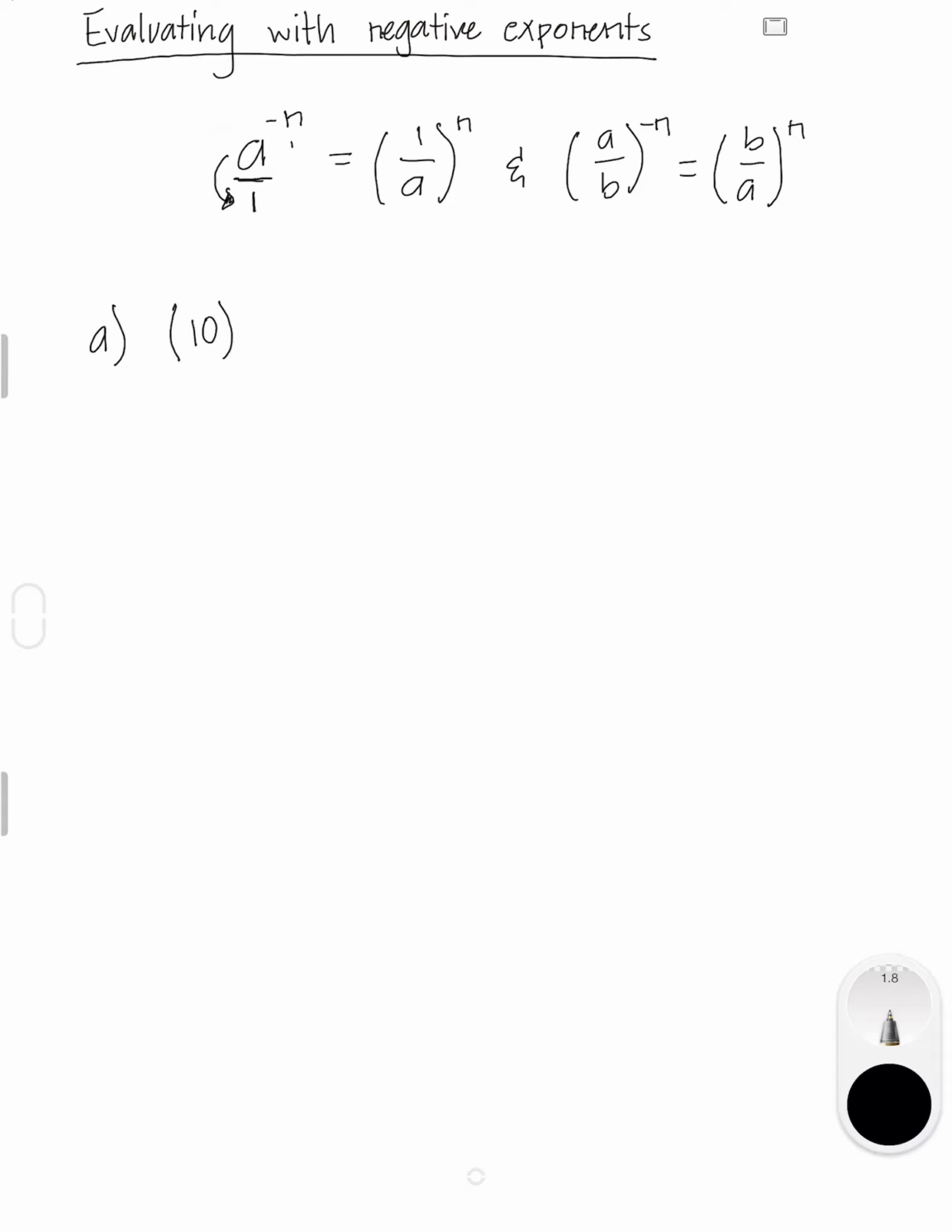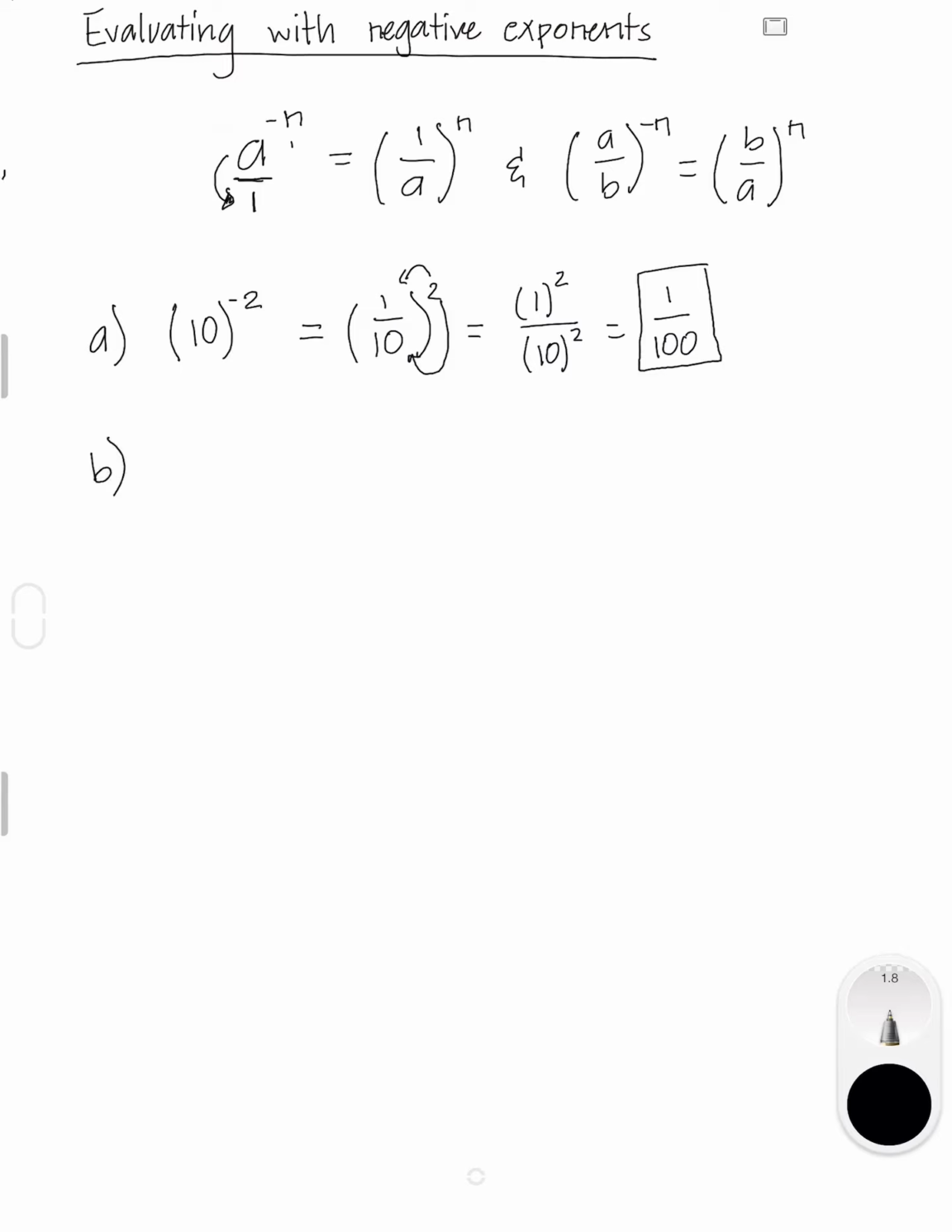10 to the negative 2. So we have a negative exponent. That means that 10 is in the wrong place. So this will become 1 over 10 to the second power. Right, now 2 is positive. Now by the power rule, we can say that this becomes 1 to the second power over 10 to the second power. So again, the 2 is going to be affecting both the numerator and denominator. 1 to the second power is 1, and 10 to the second power is 100. So this is 1 over 100.